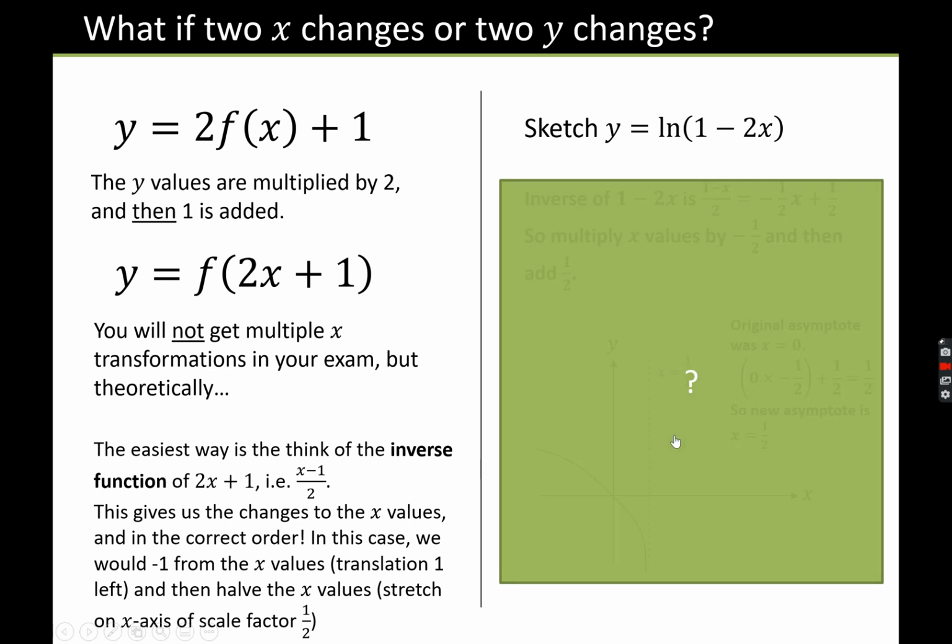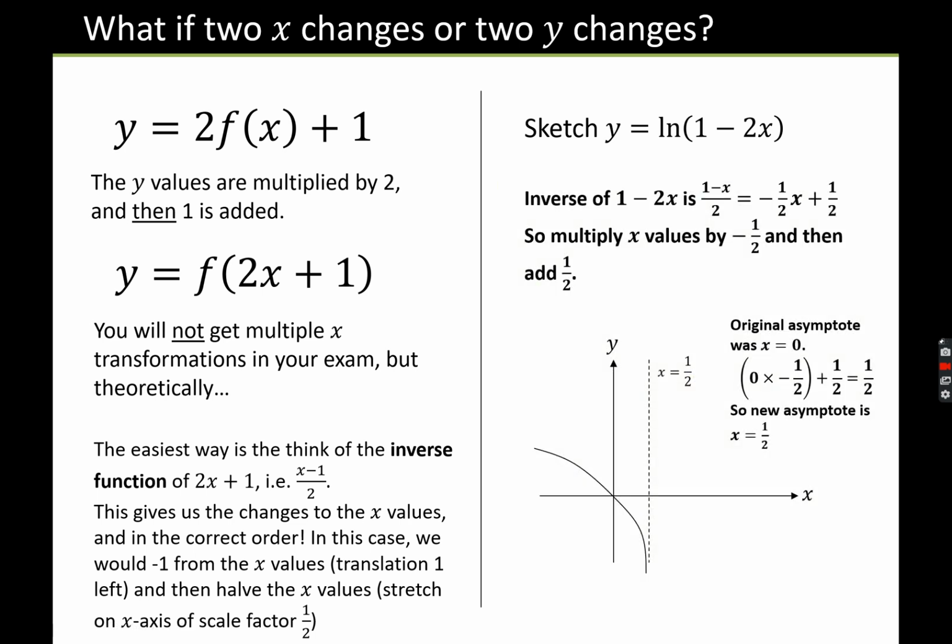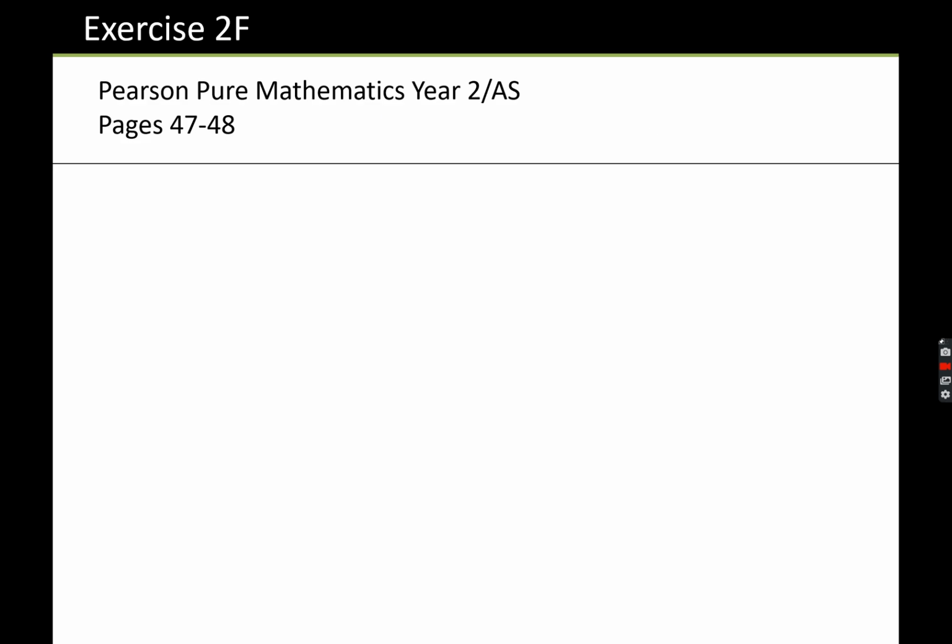Same with this one. Obviously, it's just got the natural log function in it instead, but we're still looking at transformations mainly. So what you would do here is multiply by minus a half and then add a half. You don't need to know about the 2 x changes or the 2 y changes. Just make sure you think about BIDMAS. So we multiply before we add. That's all we've got to think about, and we should be happy enough.